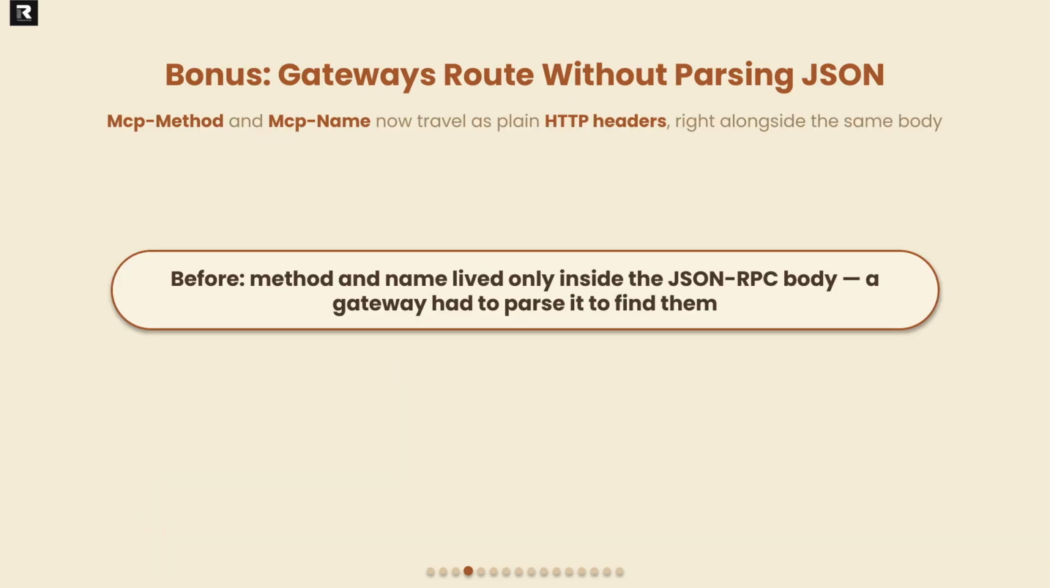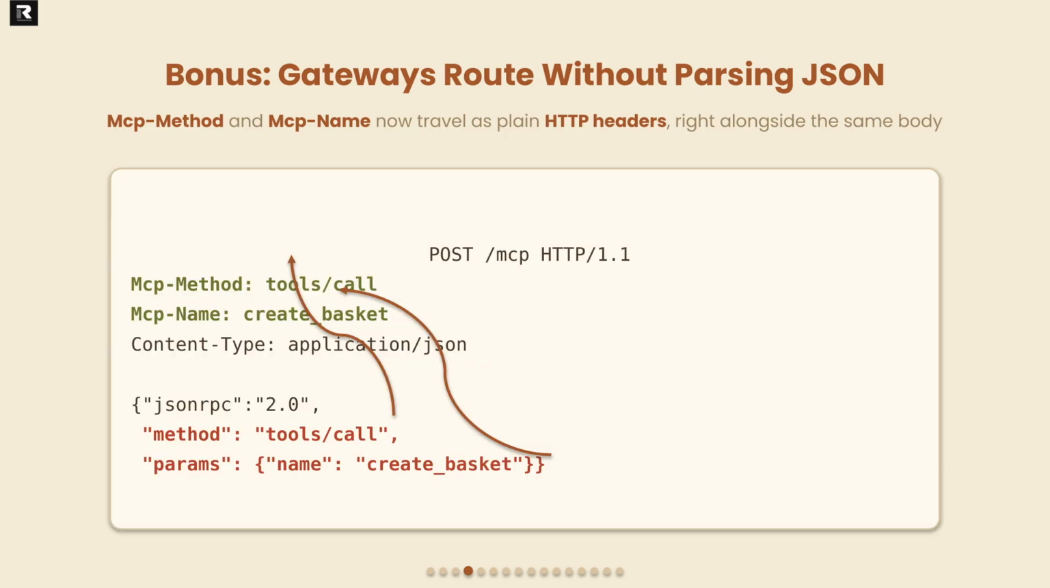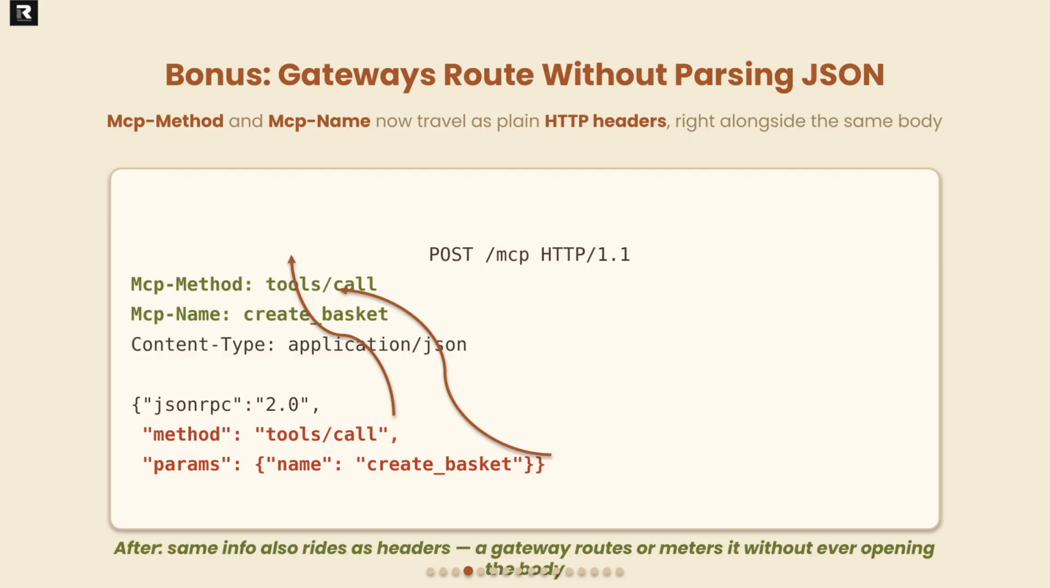One more thing changed that's worth a quick look, even though it's not really about sessions. Before, if a gateway or load balancer wanted to know what kind of request this was, a tool call, which tool, it had to fully parse the JSON RPC body to find out. Watch what happens to method and name. Same JSON body as before, at the bottom, but now that same information also gets copied up into two new HTTP headers, MCP-method and MCP-name. Nothing was removed from the body, but now a gateway can route or meter this request just by reading two headers without ever opening the JSON.